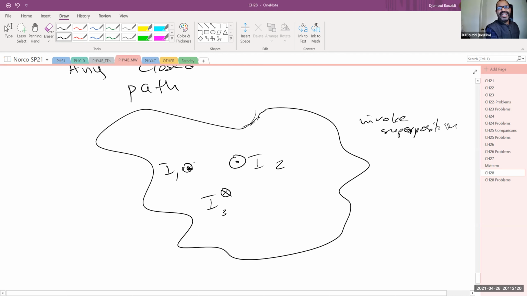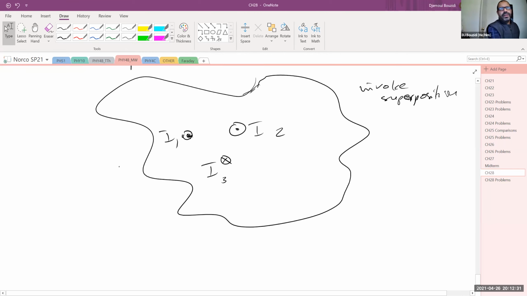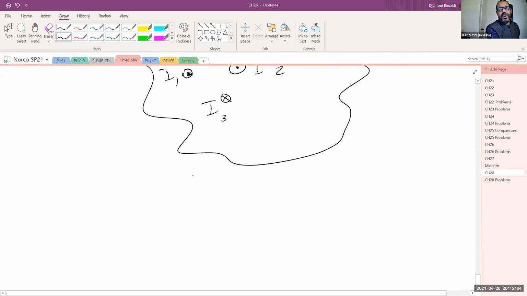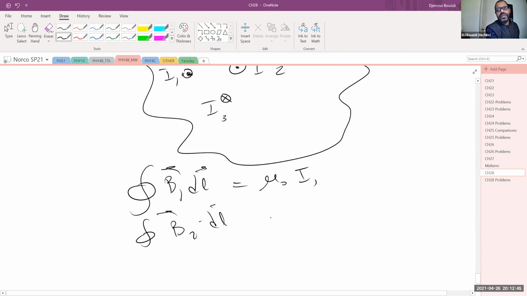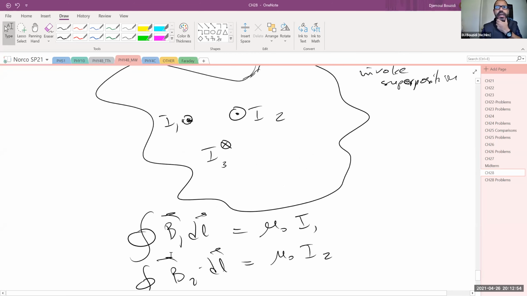So basically what we do in this case is we're going to take the circulation along this path for I1, which is going to give me the circulation due to just this one, which is going to be the integral of B1 dot dL equals mu naught I1, and the same thing for B2 dot dL along the same path. So the dL is not changing. It's mu naught I2. And then the sign situation, we have to be very careful in here. I'm going to assume that this one is positive.